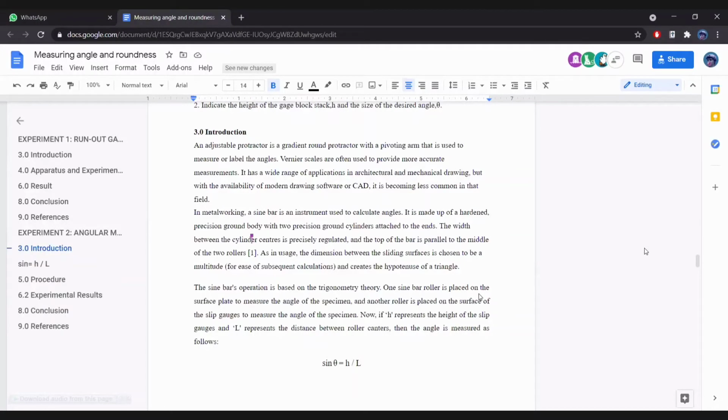In metalworking, a sine bar is an instrument used to calculate angles. It is made up of a hardened, precision-ground body with two precision-ground cylinders attached to the ends. The width between the cylinder centers is precisely regulated, and the top of the bar is parallel to the middle of the two rollers. In usage, the dimension between the rollers is chosen to be a multiple, and it creates the hypotenuse of a triangle.